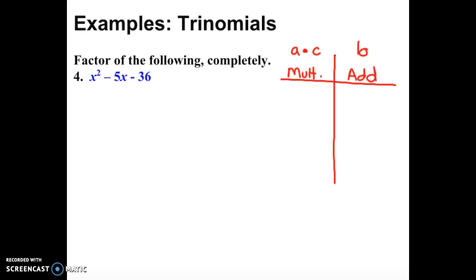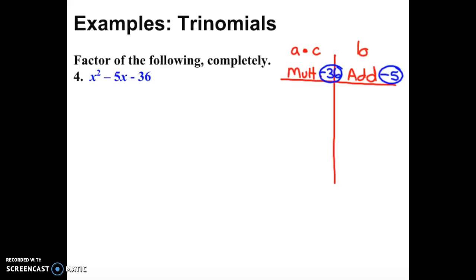Okay, so just like the last problem, my first part of the t-chart, first numbers I'm trying to multiply are whatever a times c equals. A in this case is 1 again, c is negative 36. So when you multiply a and c, you get negative 36. And it's going to add to give you b. B in this case is negative 5, the number in front of x. So what I need to figure out is what multiplies to give me negative 36 and what adds to give me negative 5.